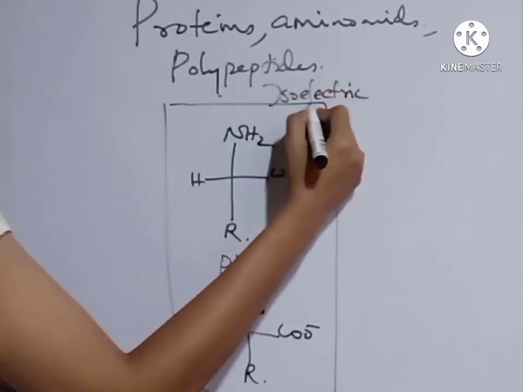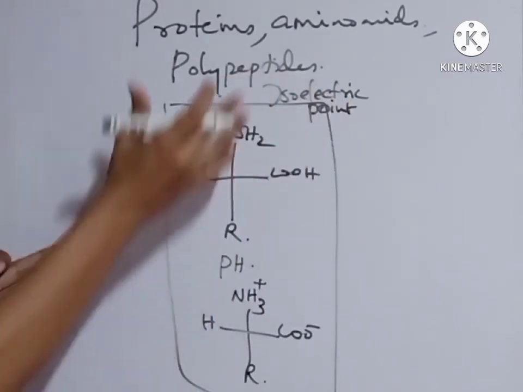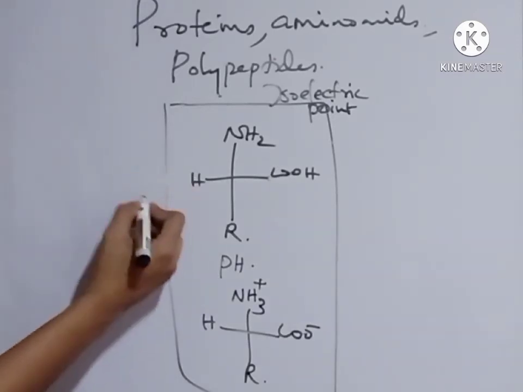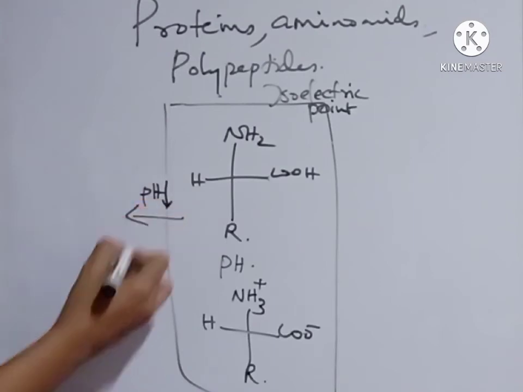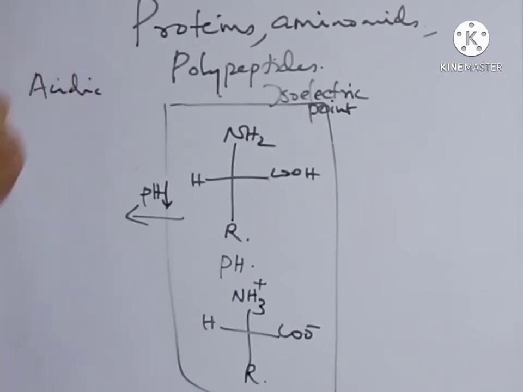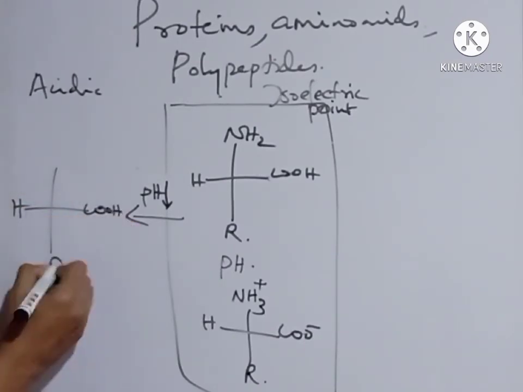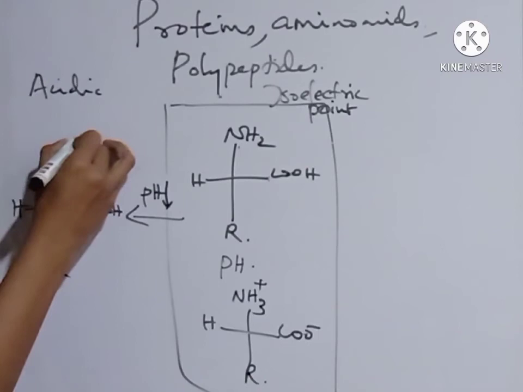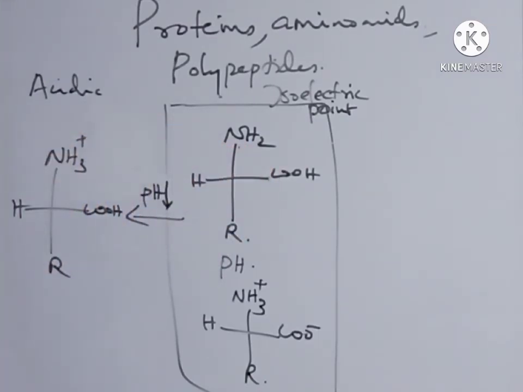Isoelectric point. Isoelectric point is the pH at which the amino acid molecule or the colloidal molecule exists in uncharged state. So when pH decreases, pH lowered means it is an acidic medium. In acidic medium, what happens is this basic group will be protonated. This group converts to NH3 plus. The acidic medium provides one H plus to the basic group, and this converts to NH3 plus. That is charged. A charged molecule will be formed.